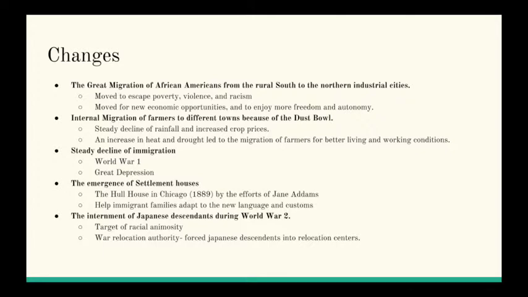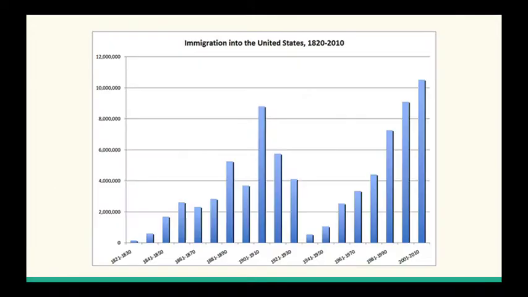Another change is the significant migration of farmers who left their homes due to the impacts of the Dust Bowl. The steady decline of rainfall and an increase in heat led to a rise in migration of farmers, who were known as Okies, from towns to towns for better economic opportunities. Another change in Period 7 is the steady decline of immigration to the United States due to World War I and the Great Depression.